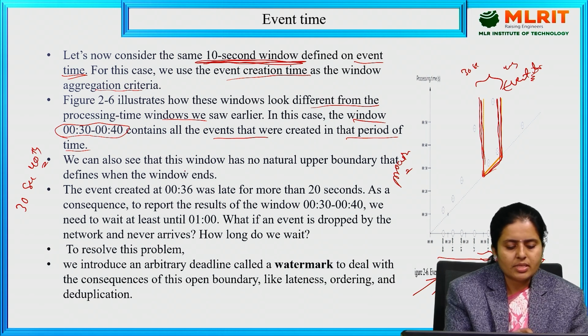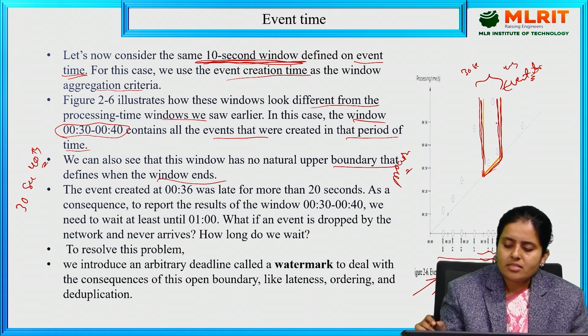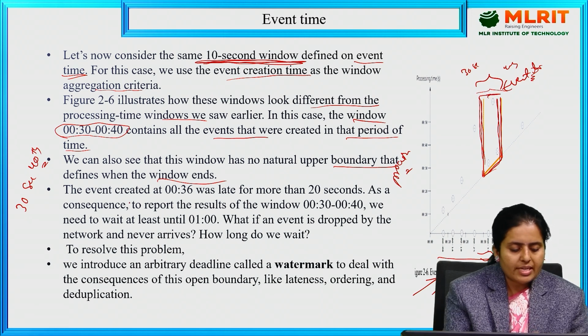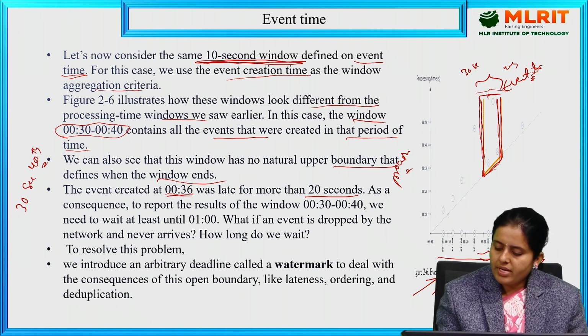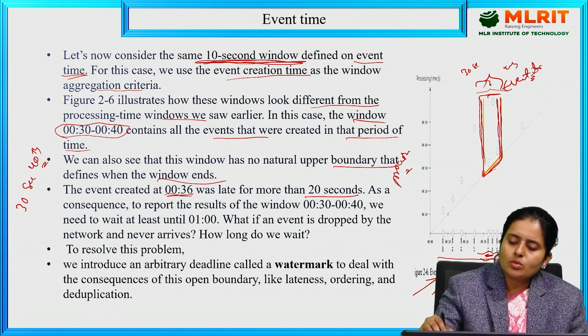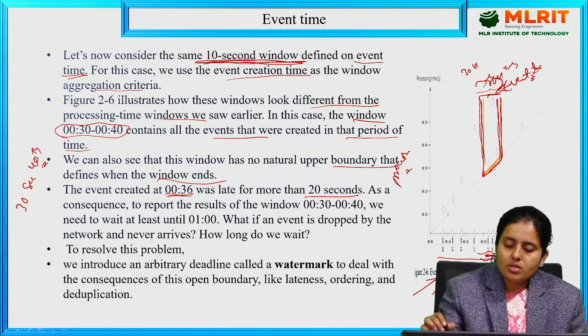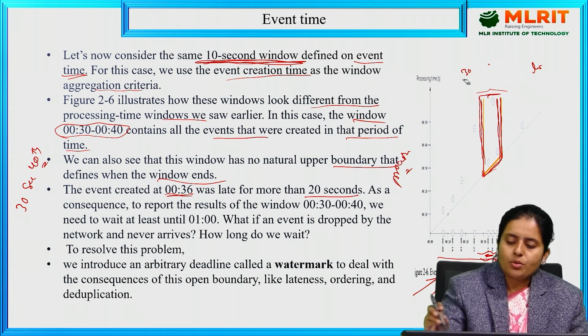We can also see that this window has no natural upper boundary that defines when the window ends. There is no boundary for this window. The event created at the 36th second was late by more than 20 seconds. So the event was a little bit late with respect to event time.